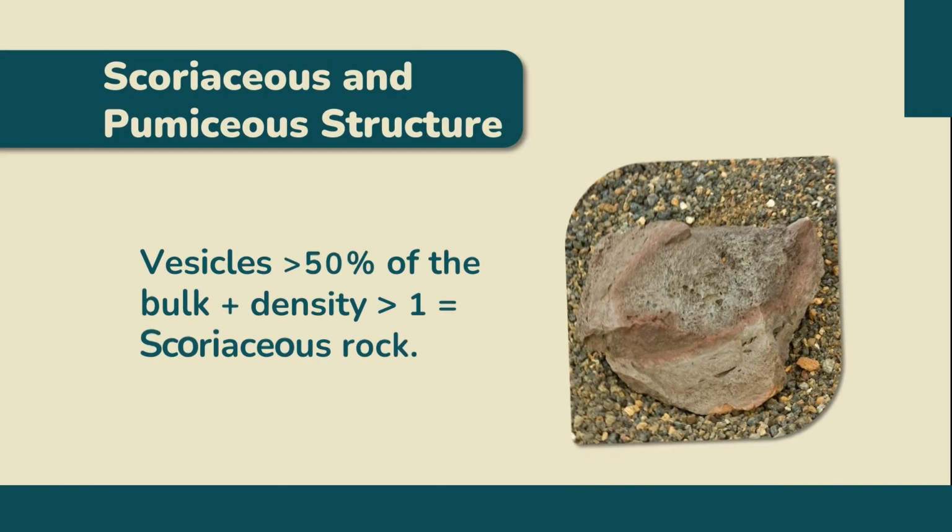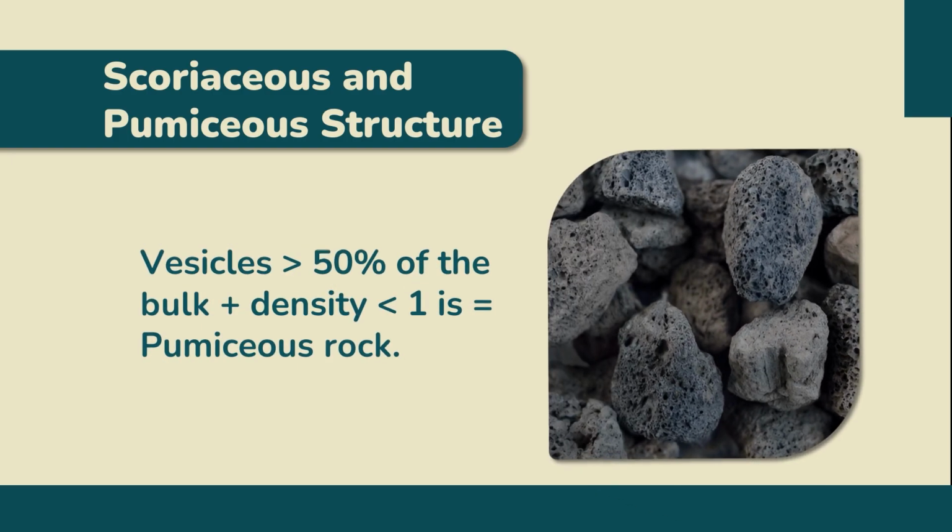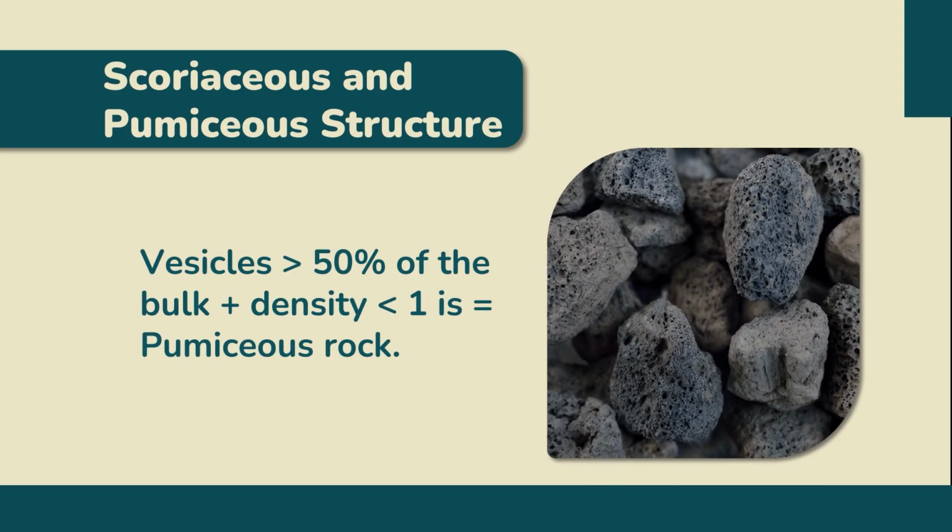On cooling, gaseous escape from volatile enriched siliceous lava produces irregular abundant vesicles, producing pumice. What is the difference between scoriaceous and pumiceous structure? In both cases the vesicle proportion is greater than 50% of the bulk, but there is a marked difference in density. In scoriaceous rocks the density is greater than 1, but in pumiceous rocks the density is always less than 1. That is the only difference.